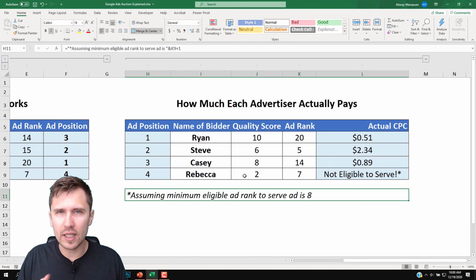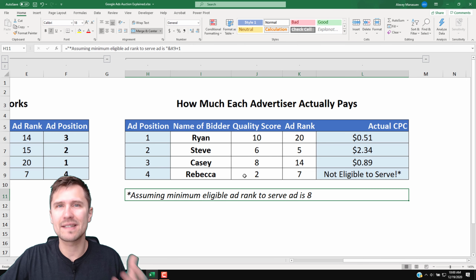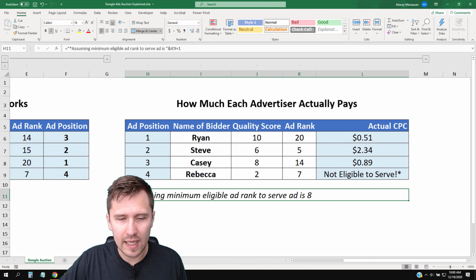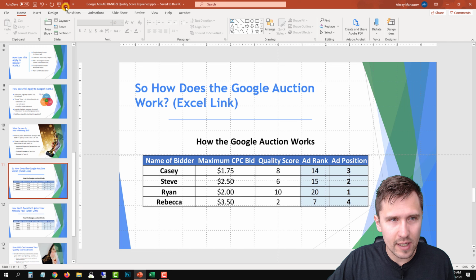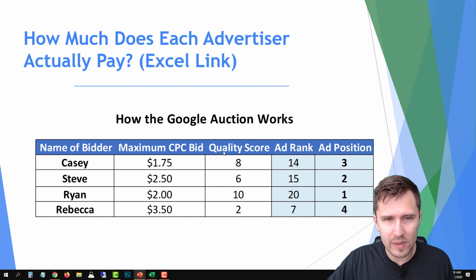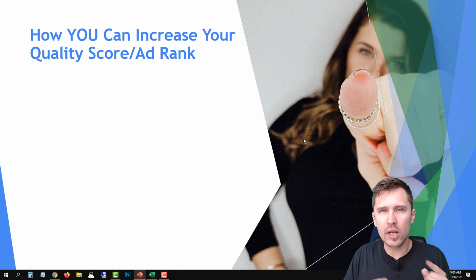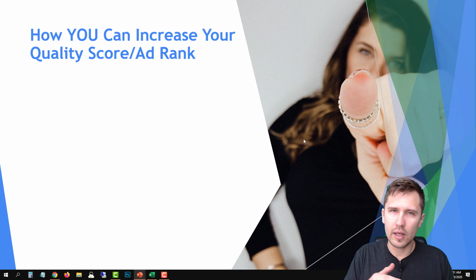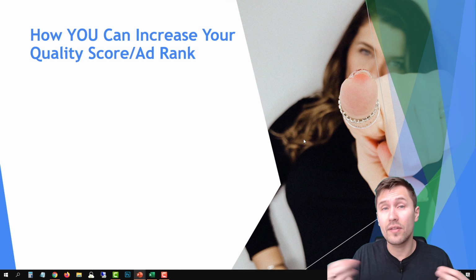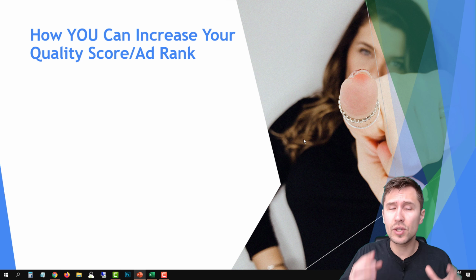Hopefully this sheds a little bit of light on how this whole process actually works, so you're not left in the dark. And let's go back here. So let's go back to the slide. So we saw that. So the main question remains, how can you increase your quality score and ad rank? Well, to increase your ad rank, you can either increase your quality score or increase your bid. Now, increasing your bid, we've determined can get pretty damn expensive. It doesn't provide as big of a difference as quality score. So the free and the easier generally approach is to increase your quality score.